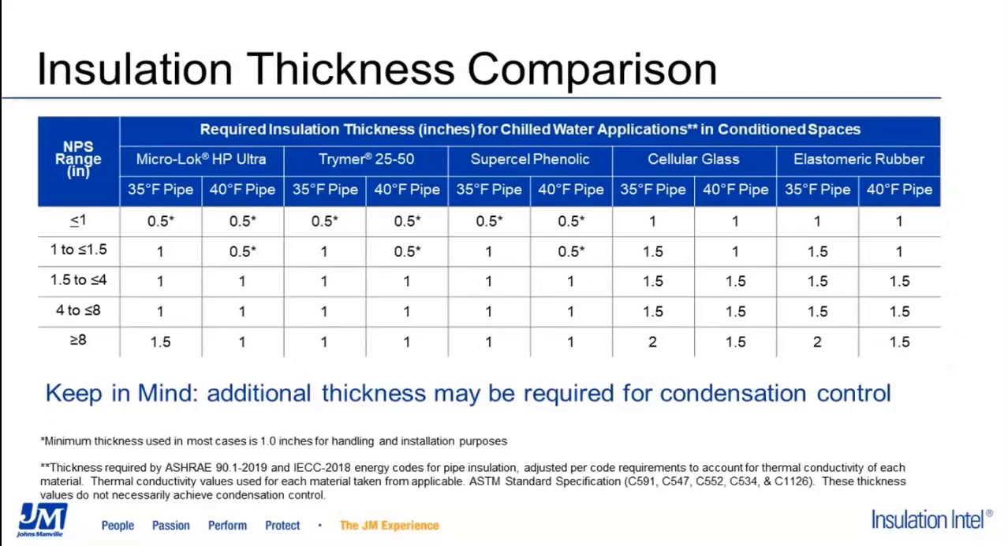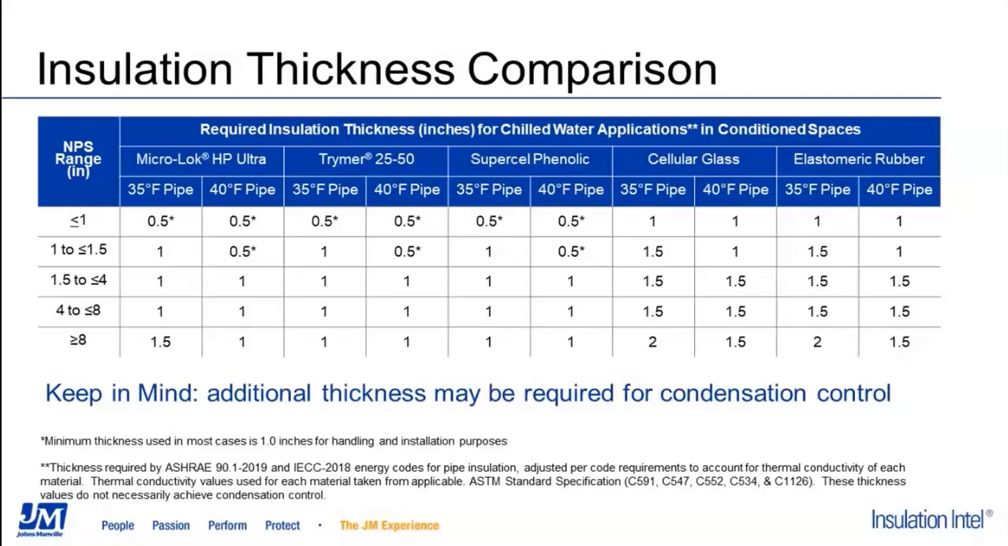This chart shows a comparison of the required insulation thickness for each material on 2 separate service temperatures, 35 degrees and 40 degrees Fahrenheit, at various pipe sizes. Again, it's a way to see how the K values we just reviewed compare when translated to insulation thickness requirements. For pipe sizes less than 1 inch in outer diameter, there isn't a tremendous difference between the thickness requirements of the materials. You'll notice that you would need greater thickness for cellular glass and elastomeric rubber.